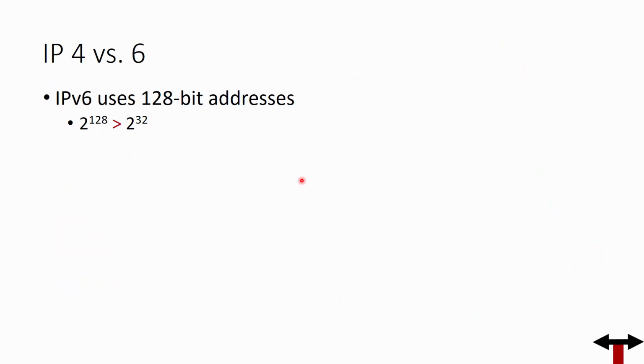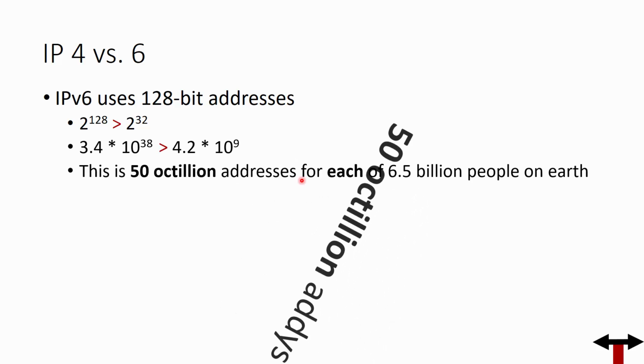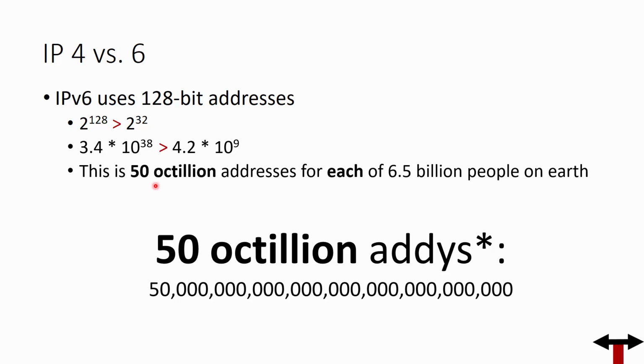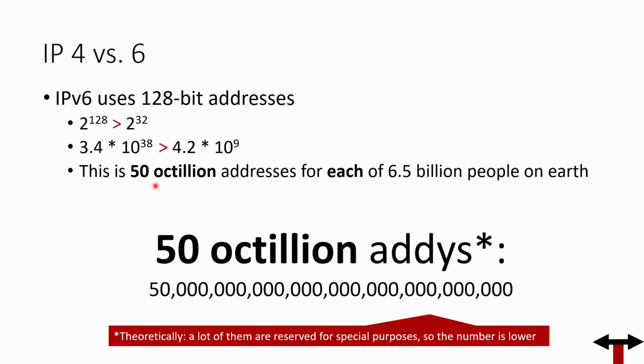So IPv4 versus IPv6. IPv6 uses 128-bit addresses. So since we're talking about exponents here, the difference between 2 to the 32nd and 2 to the 128th is enormous. Far bigger than just 128 minus 32 would have you believe. So 3.4 times 10 to the 38th is much bigger than 4.2 times 10 to the 9th. What it breaks down to is 50 octillion addresses for each of 6.5 billion people on Earth. That is a lot of addresses.